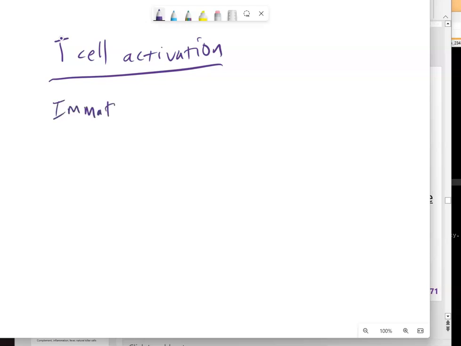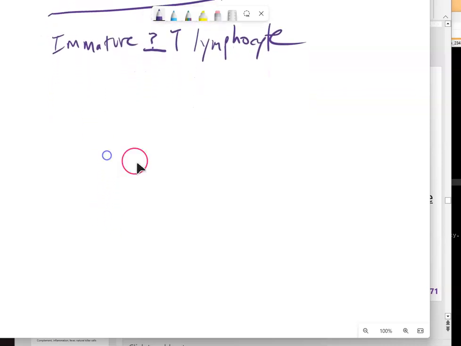We'll start with T cell activation. All right, so the first thing we start with is an immature T lymphocyte. And at this point, it hasn't chosen a co-receptor. So it hasn't committed to being CD4 or CD8. So we don't say what kind it is. But let's pick one. So let's say this is going to be a cytotoxic T cell, CD8 positive cell. That's one of my favorites.